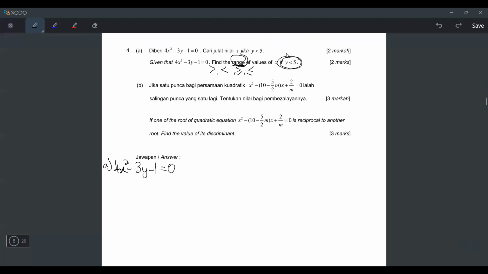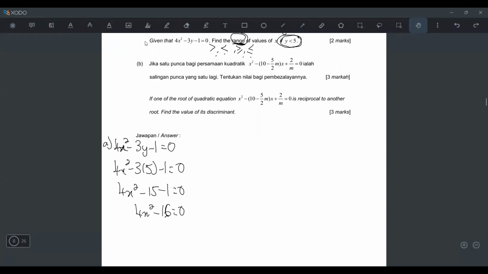Okay, first thing first, a lot of students struggle with this type of question, the inequality. This is called the inequality symbol. So what I recommend is you just treat it as equal. Because if you treat it as equal, you can do a lot of stuff. For example, you just replace the y with 5 here, right? And then it will be 4x squared minus 3 times 5, 15, and then minus 1 equals 0. 4x squared, negative 15 minus 1 is negative 16, so you write negative 16 equals 0. And now you can find x, right? So how do you find x?